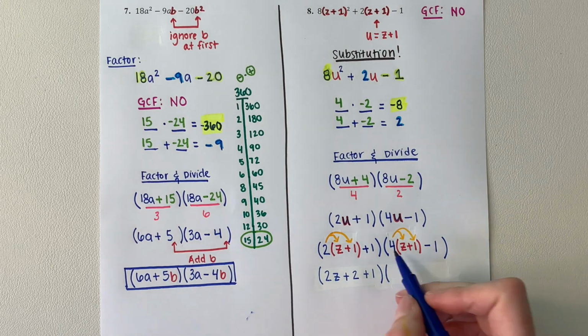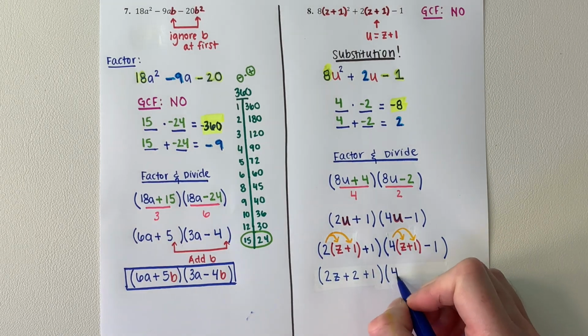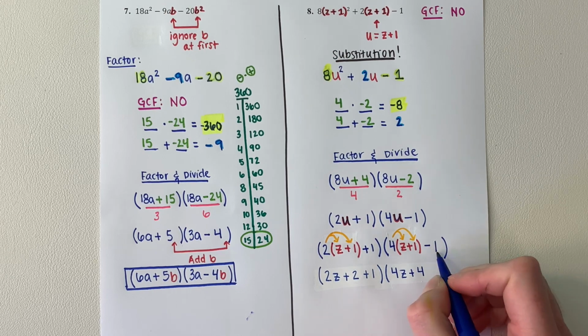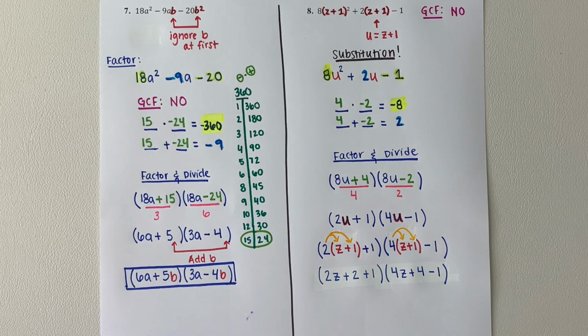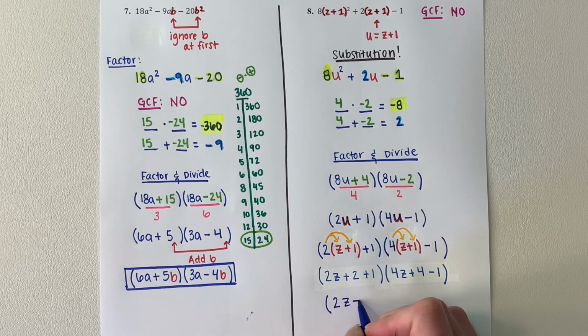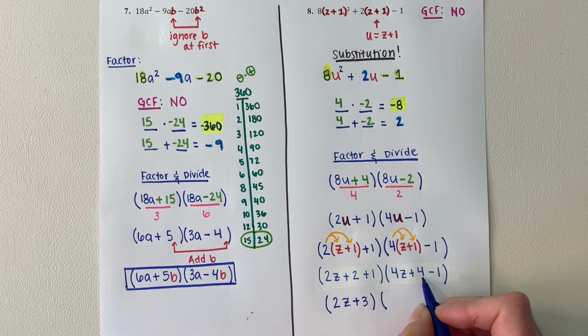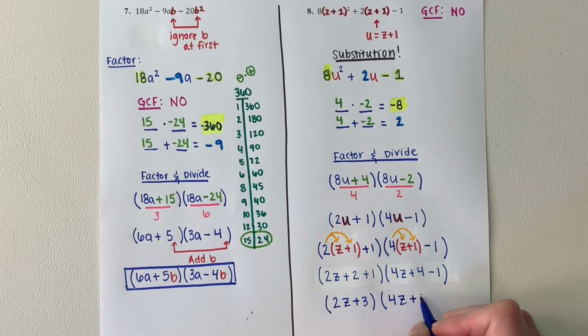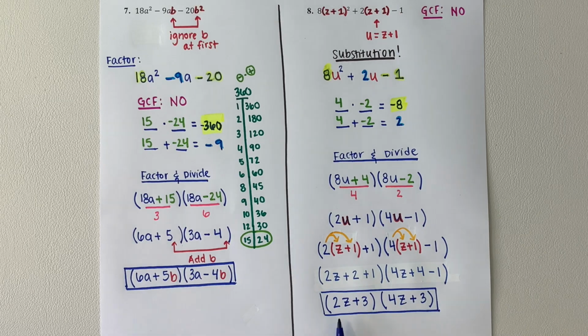Then we'll distribute the 4. 4 times z will give us 4z, and 4 times 1 will give us a positive 4. And then we'll bring down the minus 1. Now, let's add the 2 plus 1 to give us 2z plus 3. And we'll take 4 minus 1 to leave us with 4z plus 3. And this is our final fully factored answer.